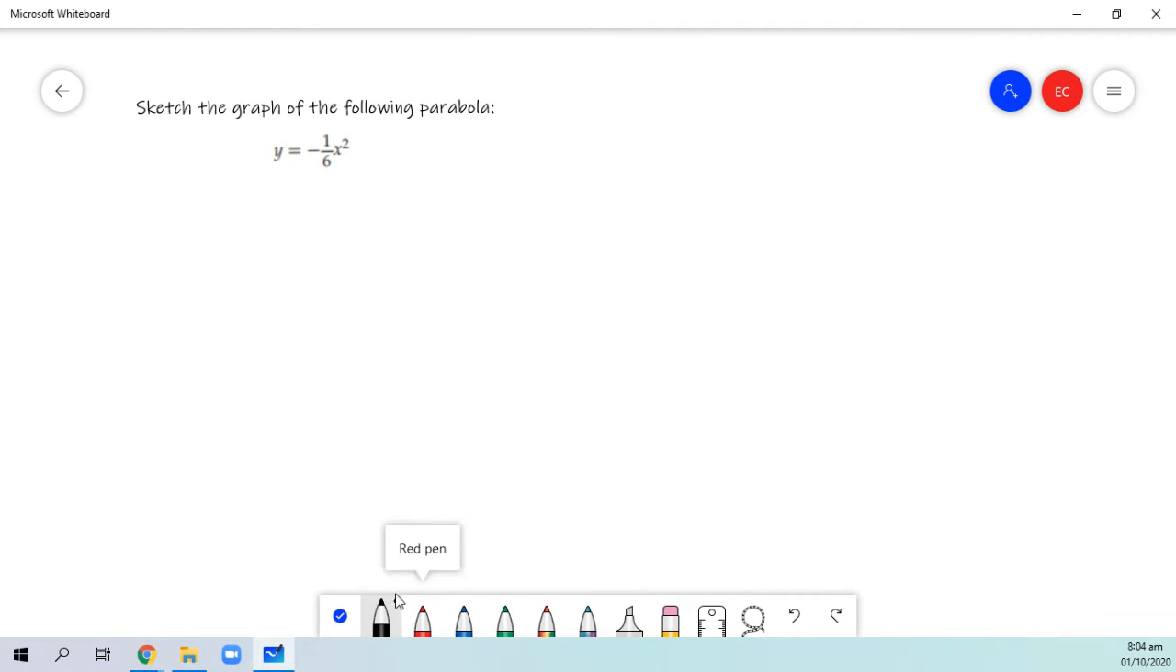If we are asked to graph or to sketch the graph of the parabola with equation y is equal to negative 1/6 x squared, first we notice that this isn't similar yet to any of the general forms that we've discussed. And so for us to be able to see whether it's a parabola that's facing up, down, left, or right, we have to transform this equation into one of those.